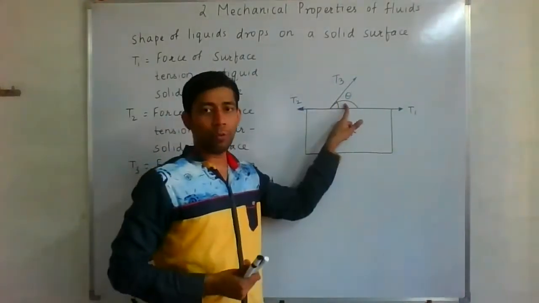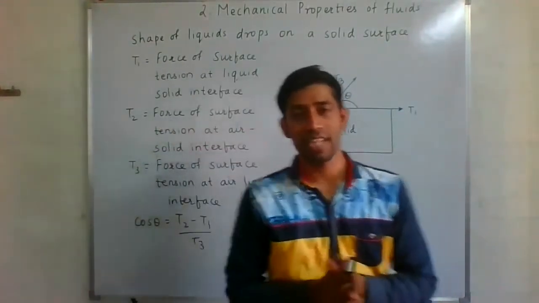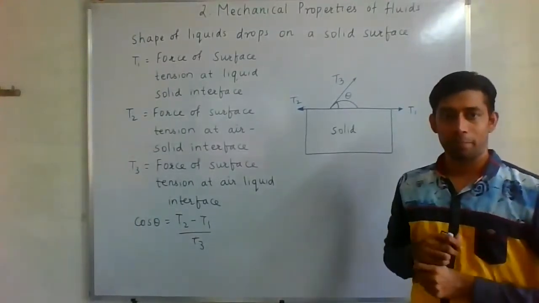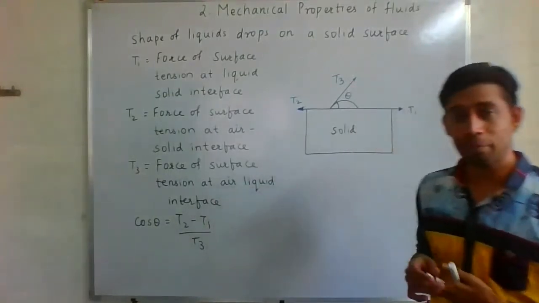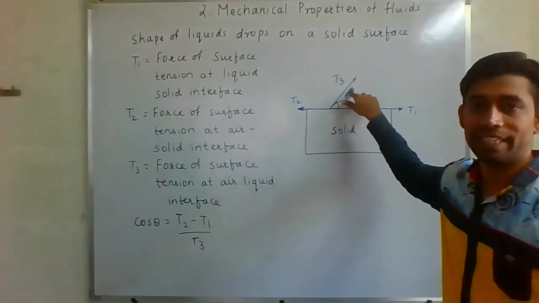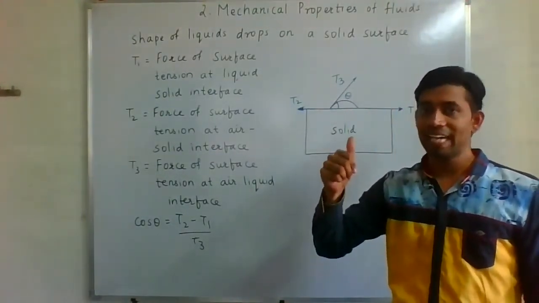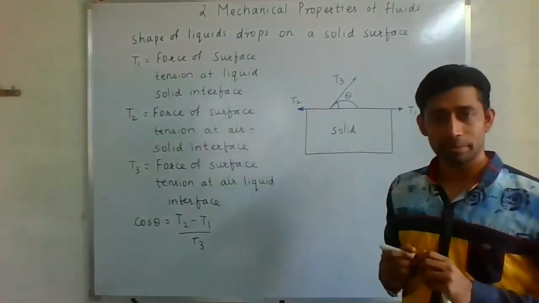So this is your liquid and this is your air. So T3 is the surface tension force due to air and liquid. Okay, so let's proceed. What I'm going to do is resolve this T3 into its two components, cos theta and sin theta. Correct? So you know how to resolve it.